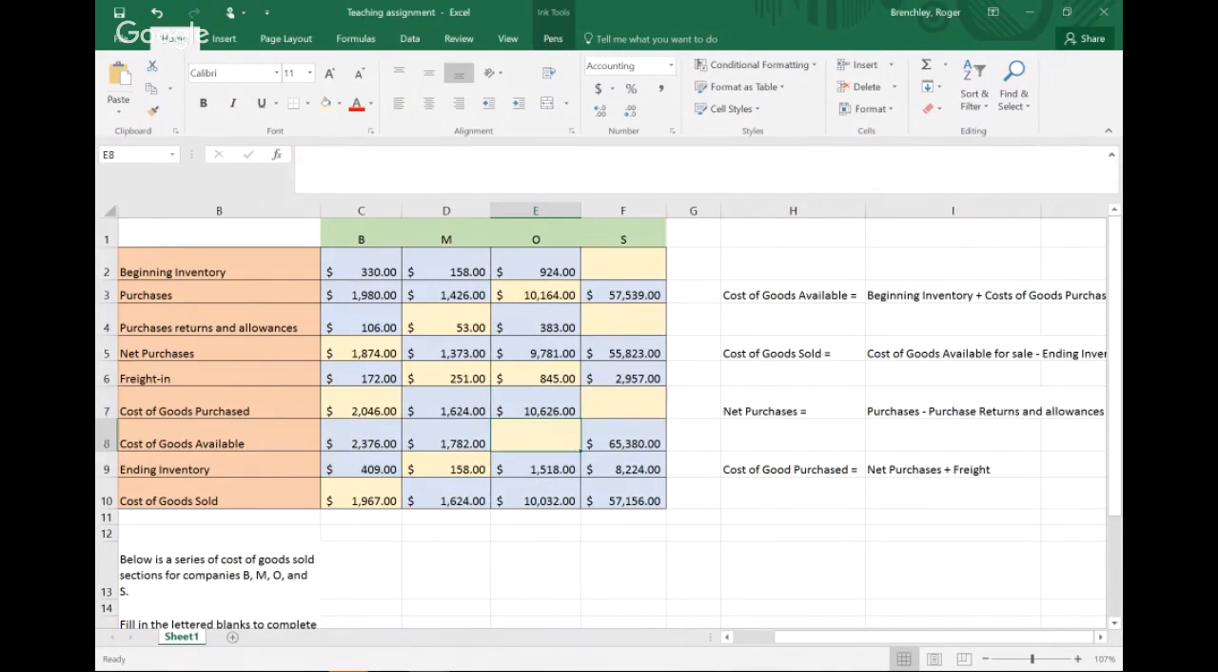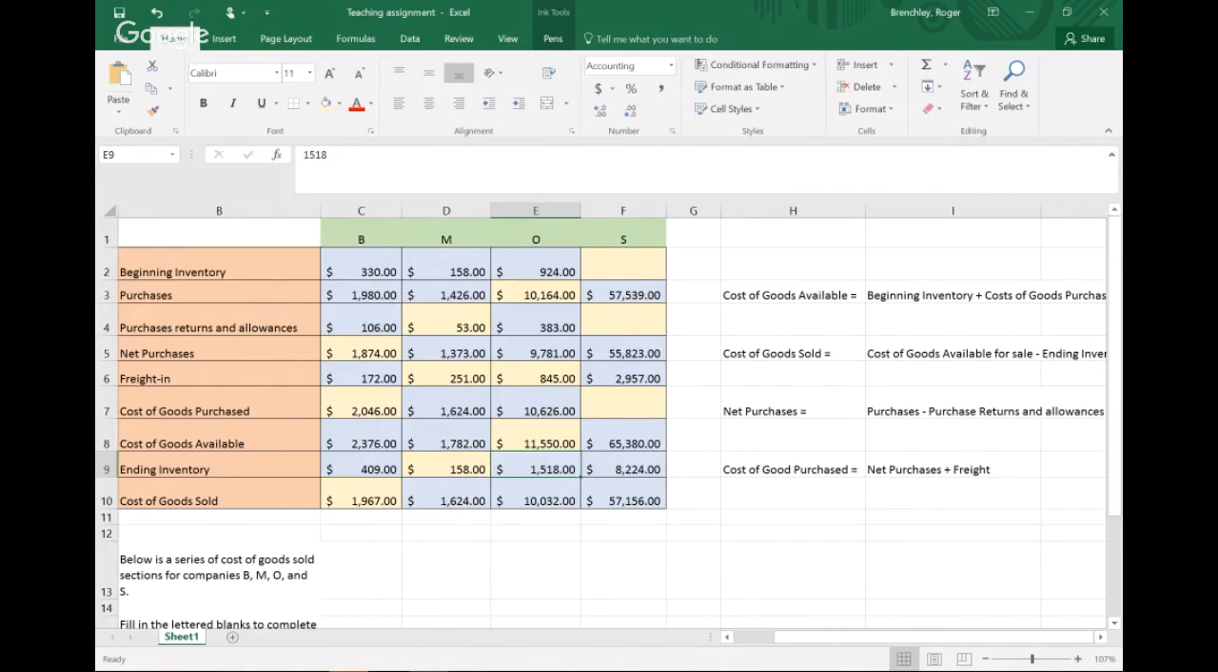And if we go down to cost of goods available, this one is a little bit different here. Remember, we're minusing these here. Normally you take your cost of goods available minus your ending inventory, and that gives you your cost of goods sold. So what we're going to do is take our ending inventory plus our cost of goods sold, and that gives us our number there.